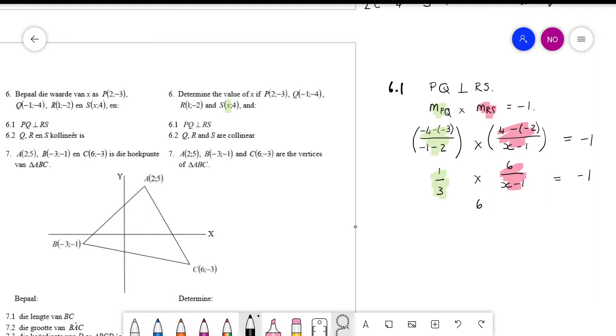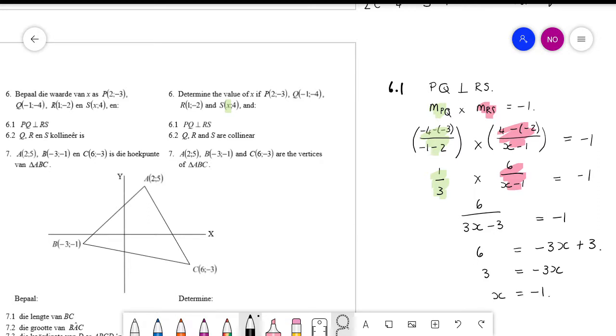So dan kry jy 6 op 3x min 3 is gelyk aan min 1. Then I multiply with 3x minus 3 on both sides. So I've got 6 is equal to -3x plus 3. Wees versigtig met jou tekens, né? Minus maal 'n minus word 'n plus. And then when I carry this one, it becomes 3 is equal to -3x. So x is equal to -1.